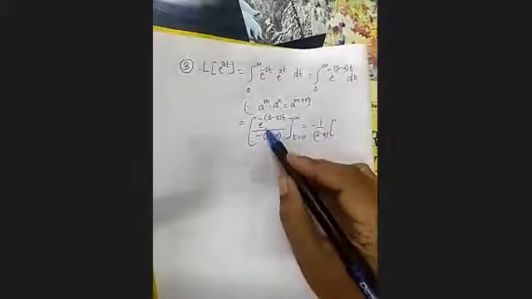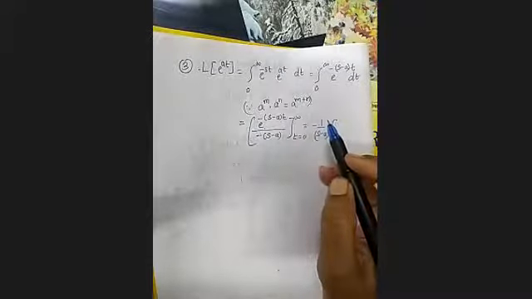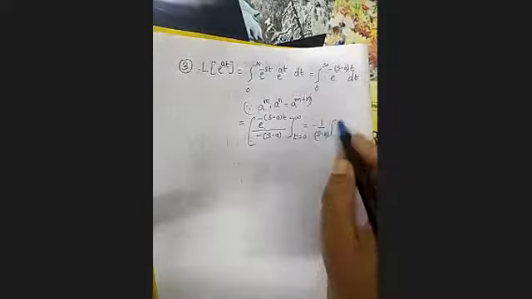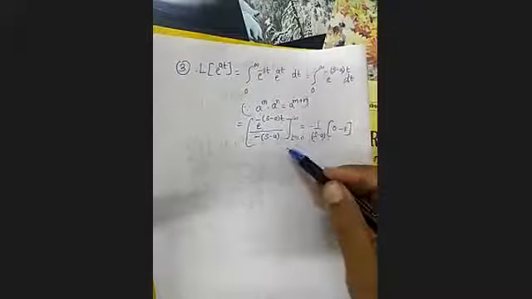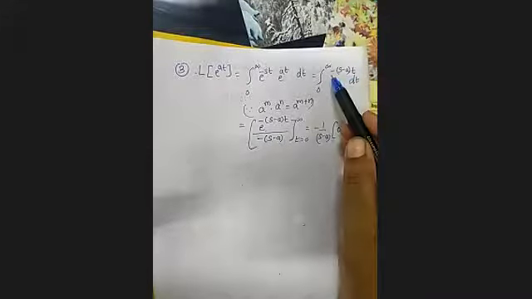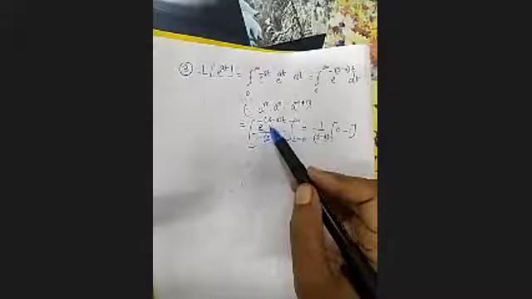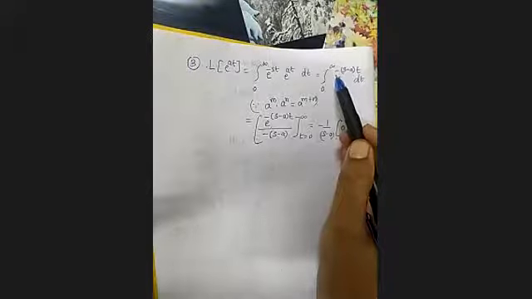Upper limit is infinity. If I take e raised to minus infinity, what is the value? 0. Minus lower limit: t is 0, e raised to 0 is 1. So here, suppose I take it as plus, I can write it as minus s. Then taking the upper limit, it becomes e raised to infinity, and you will get infinity minus 1, which cannot be calculated. Your answer will be infinity. For that reason, we have taken a minus out.